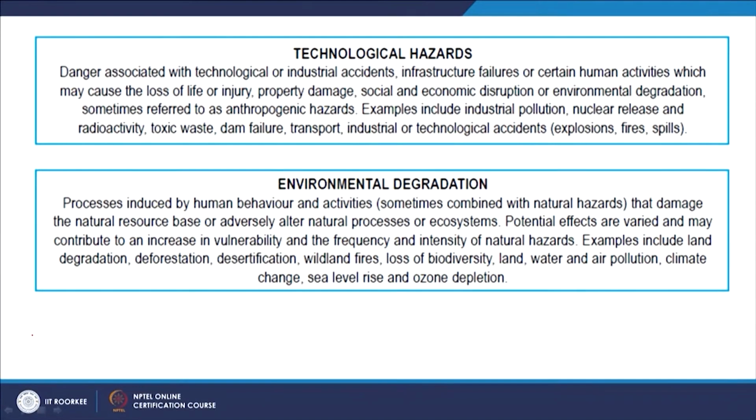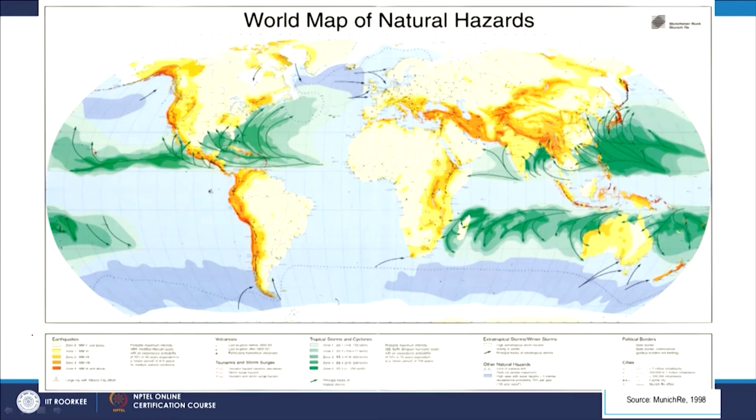In case of technological hazards, like if there is an earthquake hitting an oil refinery, it can also cause technological hazards. Or even if we are exposed to heavy metals, hazardous materials, this should be considered as technological hazards. Similarly, we have environmental degradations. We are not going to discuss these in detail, but just to give you a brief idea about the types of hazards in natural disasters.